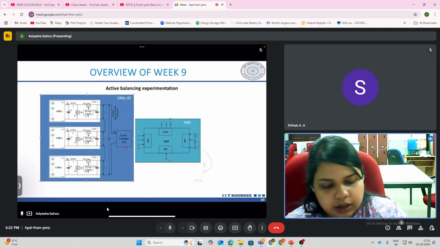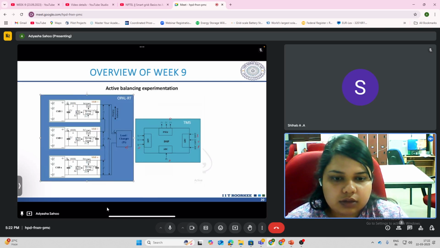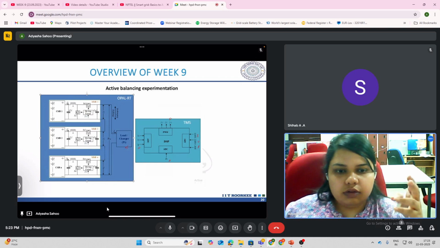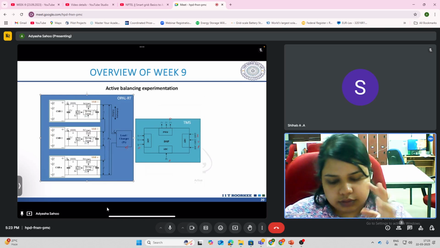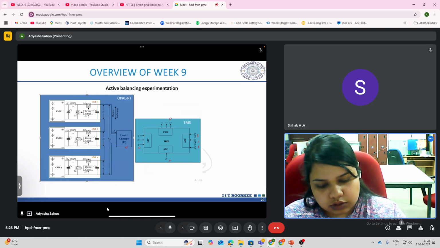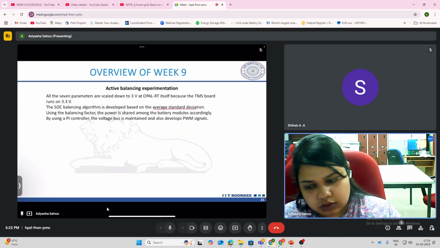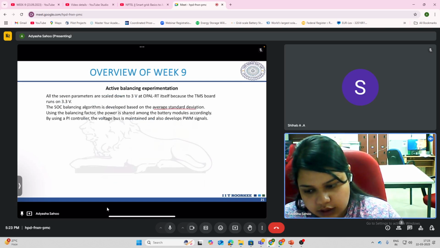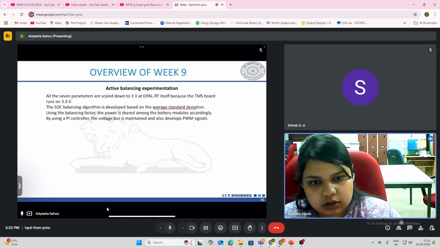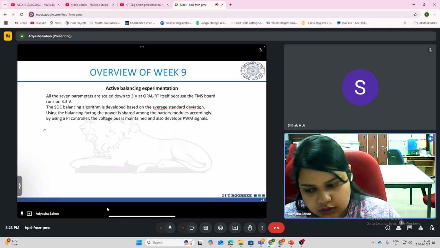Now this is active balancing, which means we are doing the cell to cell charge transfer. How do we do that? That is through the average standard deviation algorithm. So what is this? We will see. Let's say you have two cells in a battery with SOCs, let's say 50 and 60.